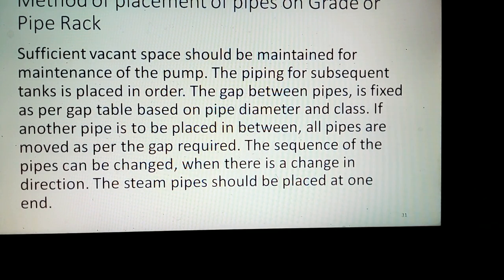The piping for subsequent tanks is placed in order. The gap between pipes is fixed as per gap table based on pipe diameter and class. If another pipe is to be placed in between, all pipes are moved as per the gap required. The sequence of the pipes can be changed when there is a change in direction. The steam pipes should be placed at one end.